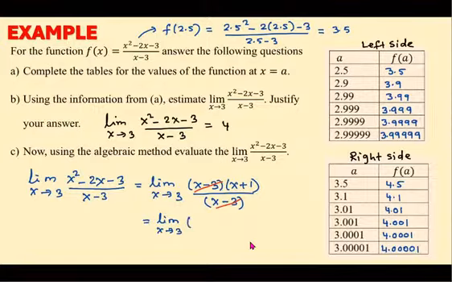So now we have the limit of a linear function. To find the limit of a linear function, you can perform direct substitution. When x approaches 3, 3 plus 1 is equal to 4. So we say that the limit is 4. You can clearly see that the limit we obtained from the algebraic method is exactly the same as the limit we obtained in parts A and B using the numerical method. So we can definitely use the numerical method to compute the limit of a function. That's all in this video. Thank you so much for watching.